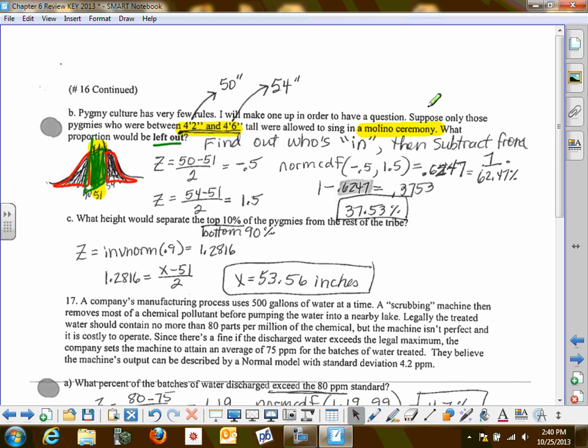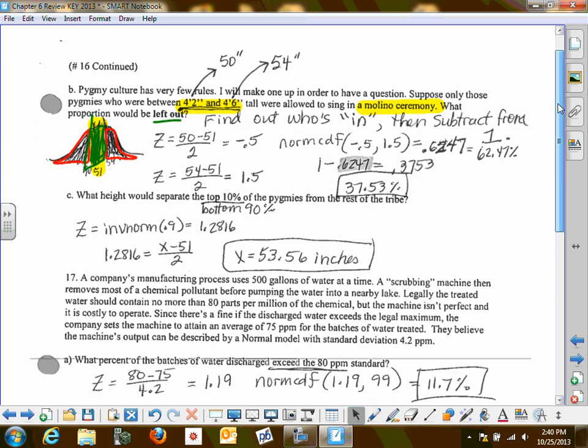How many of y'all did the subtracting? You guys did the subtracting method? How many of y'all did the adding? Choose the adding one? Okay. All right. Here we go.